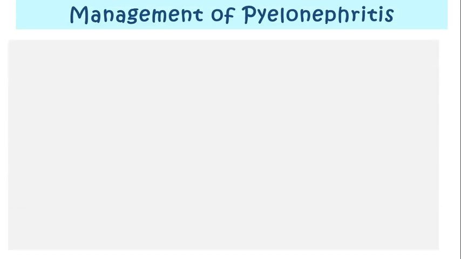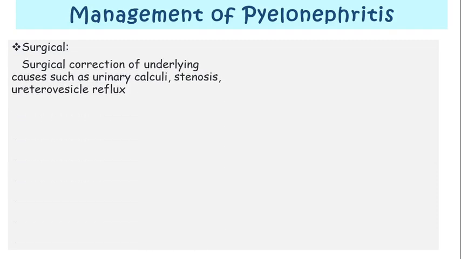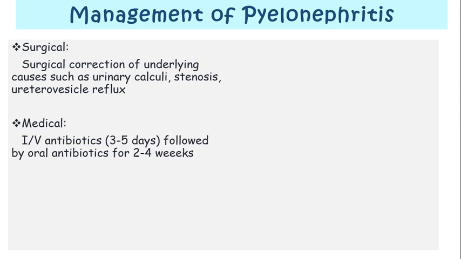Now we'll see the management of pyelonephritis. If there is any obstruction or any stricture or any ureterovesical reflux, it cannot be treated with drugs. So always the defect has to be corrected by surgery. Here in pyelonephritis, since the patient is ill, he has a large amount of microorganisms in the body. These microorganisms have to be eliminated, or otherwise the patient can develop further infection, or this infection can progress further. To do that, you have to administer antibiotics. That is called the medical management of pyelonephritis.